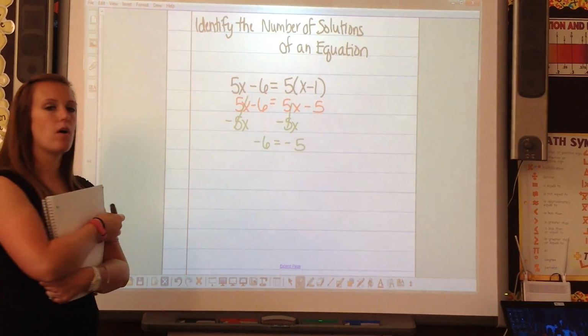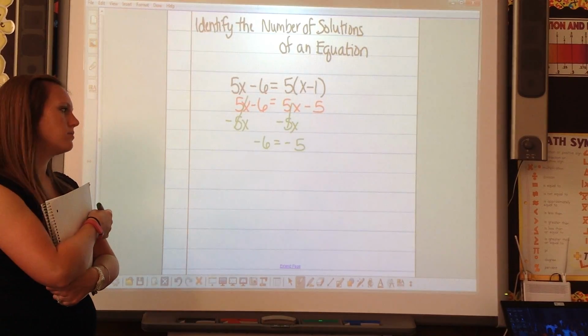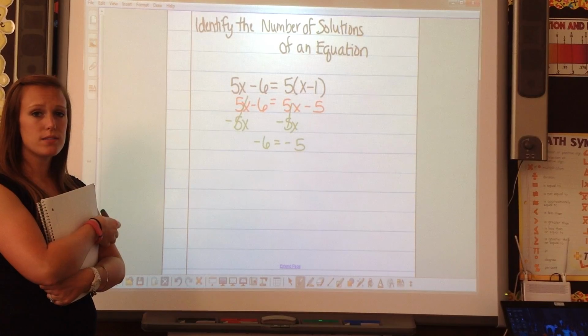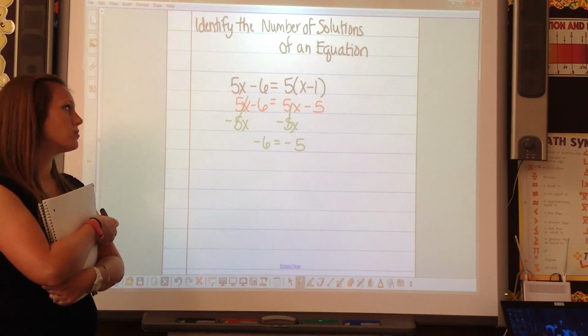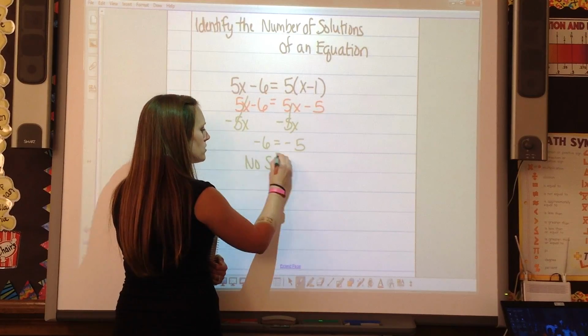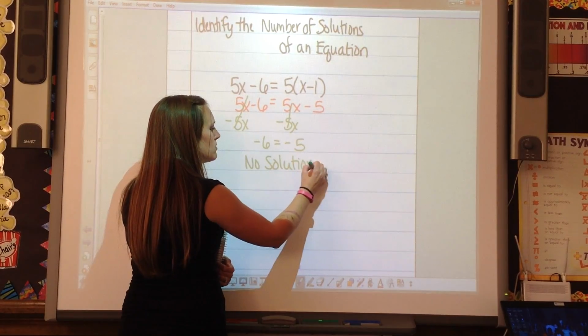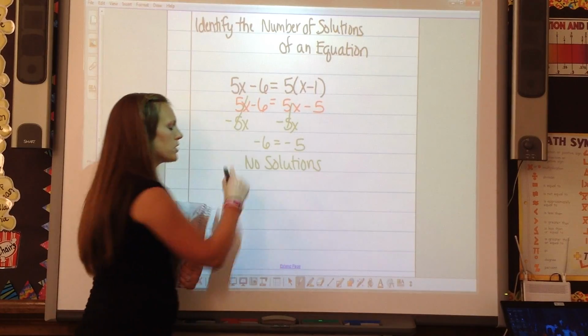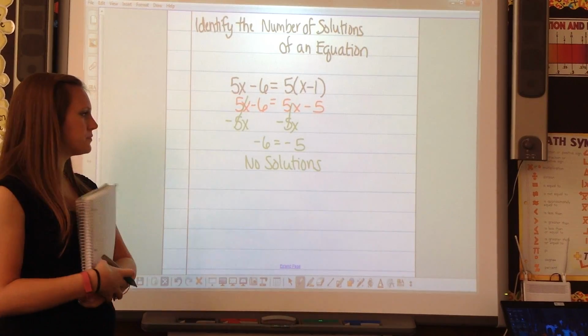Do you see that's a false statement? They do not equal each other. When you get a false statement, that means you have no solutions to this equation. So your answer would be no solutions. Maybe you want to write a little note. You're looking for a false statement.